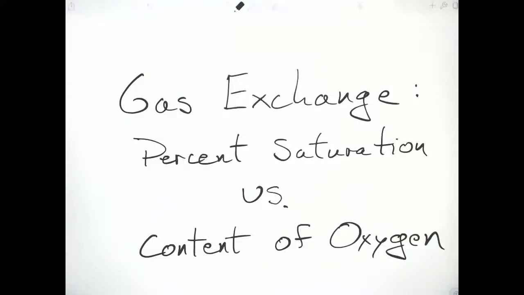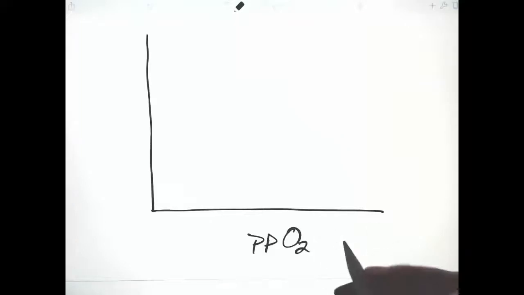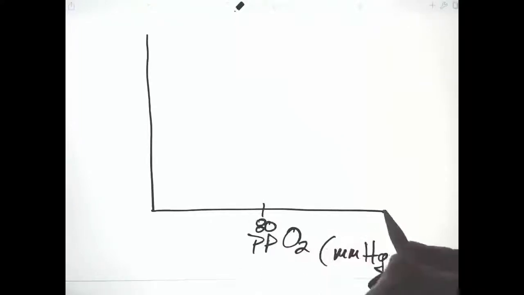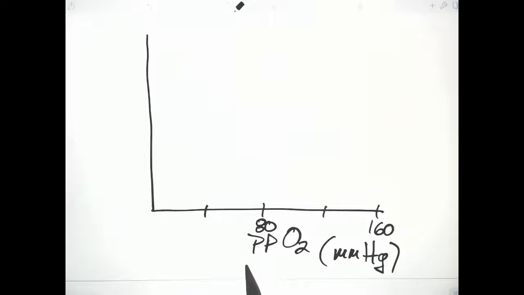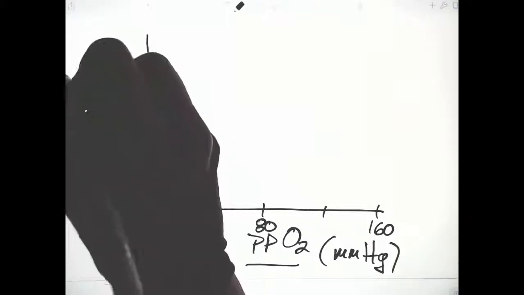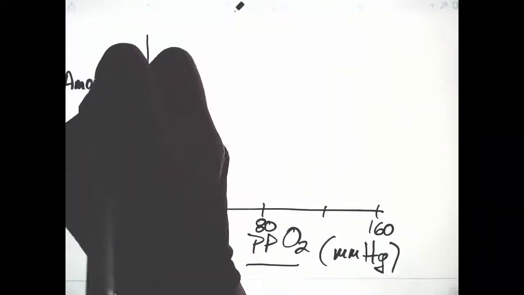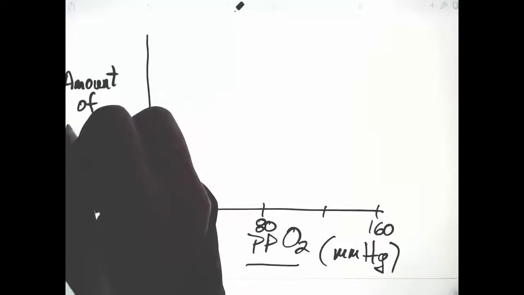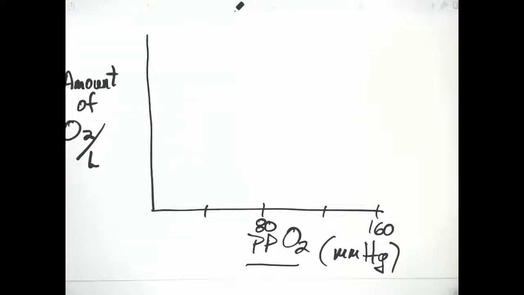It can be very confusing to think about the difference between percent saturation of hemoglobin with oxygen versus the content of oxygen in the blood. So let me walk you through that. The x-axis is the same partial pressure of oxygen per millimeter of mercury that we've been talking about all along, but I'm going to make the y-axis now be amount rather than percent saturation, amount of oxygen per liter.